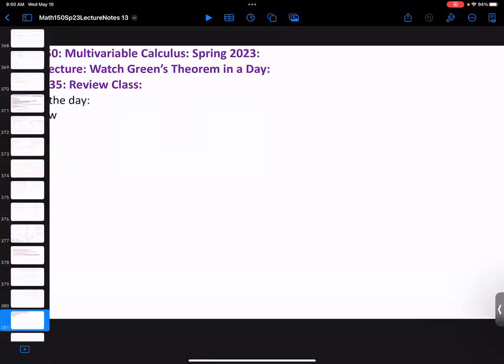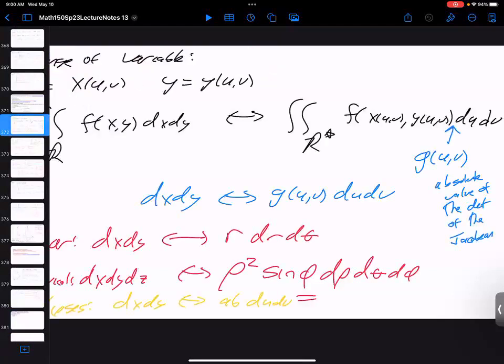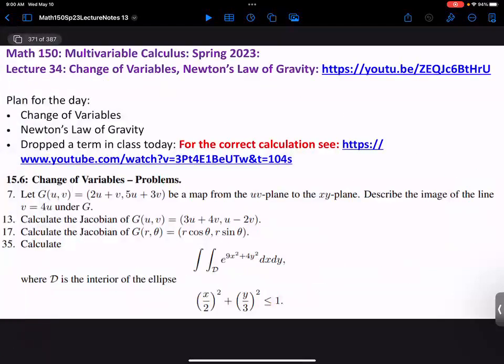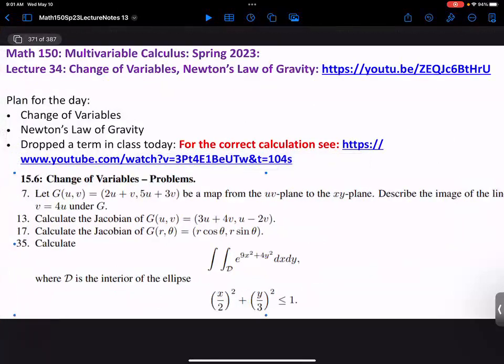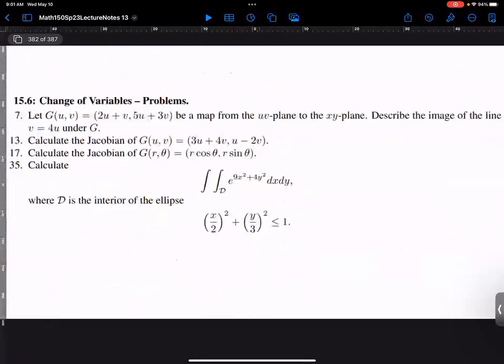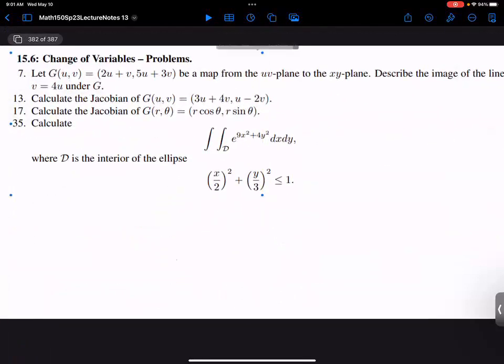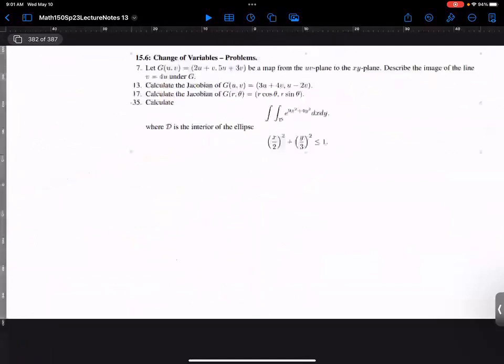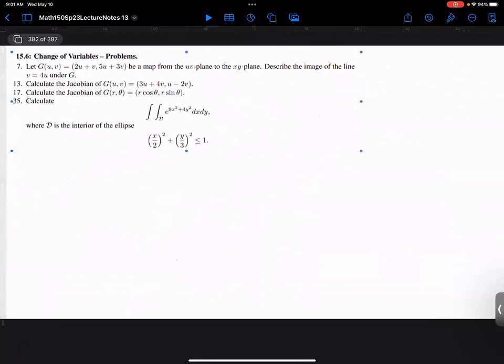Okay, so fortunately I should be able to scroll back and see what that one was. Okay, so it's like this one, calculate this integral. Okay, so a problem similar to this.